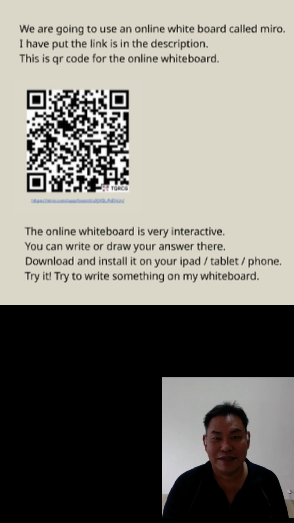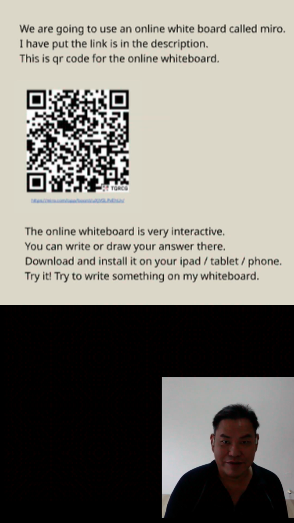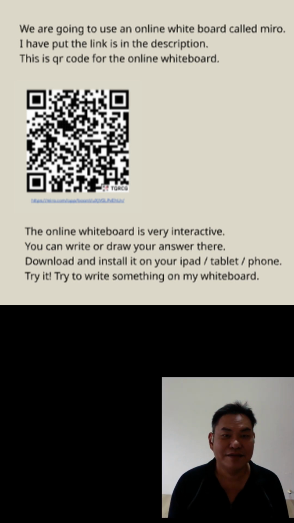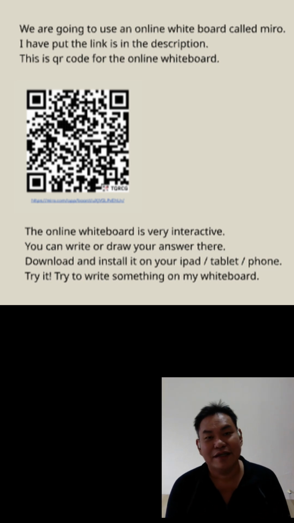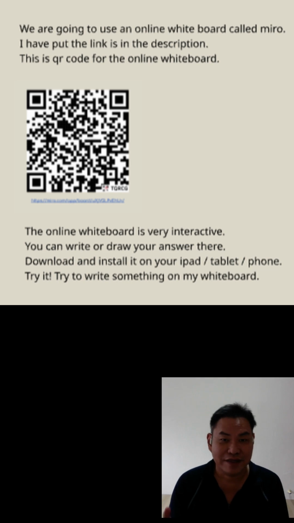We are going to use an online whiteboard. The name of the online whiteboard is Miro. I have put the link in the description. This is the QR code for the online whiteboard. The online whiteboard is very, very interactive. You can write or draw your answer there. Please download and install it on your iPad or tablet or phone. Try to write something on my whiteboard.